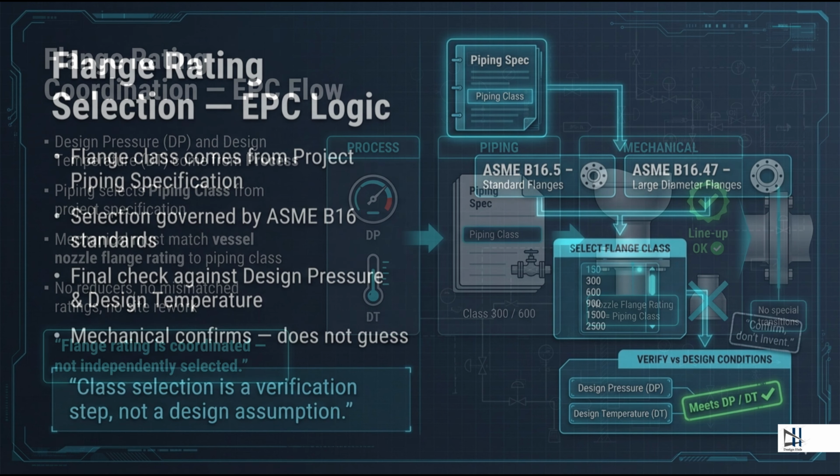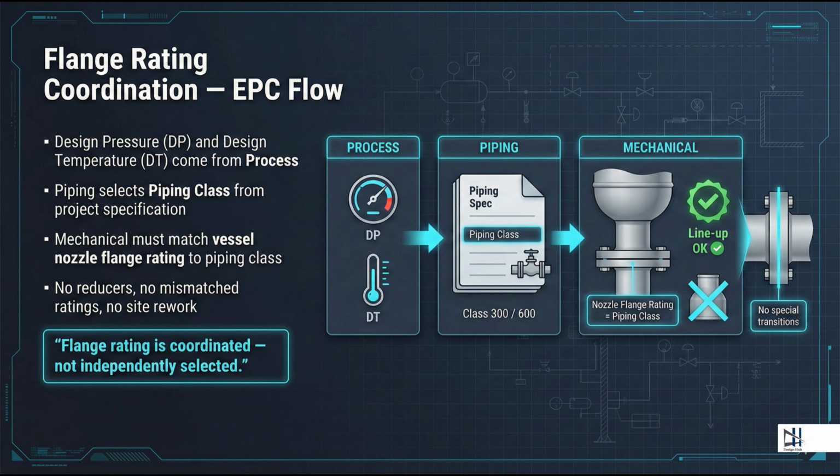Third, how does the workflow look in EPC? Process gives you design pressure and temperature. Piping gives you the piping class that corresponds to those conditions. Mechanical then ensures your vessel nozzle flange rating matches that same piping class, so that lineup is possible without special transitions.